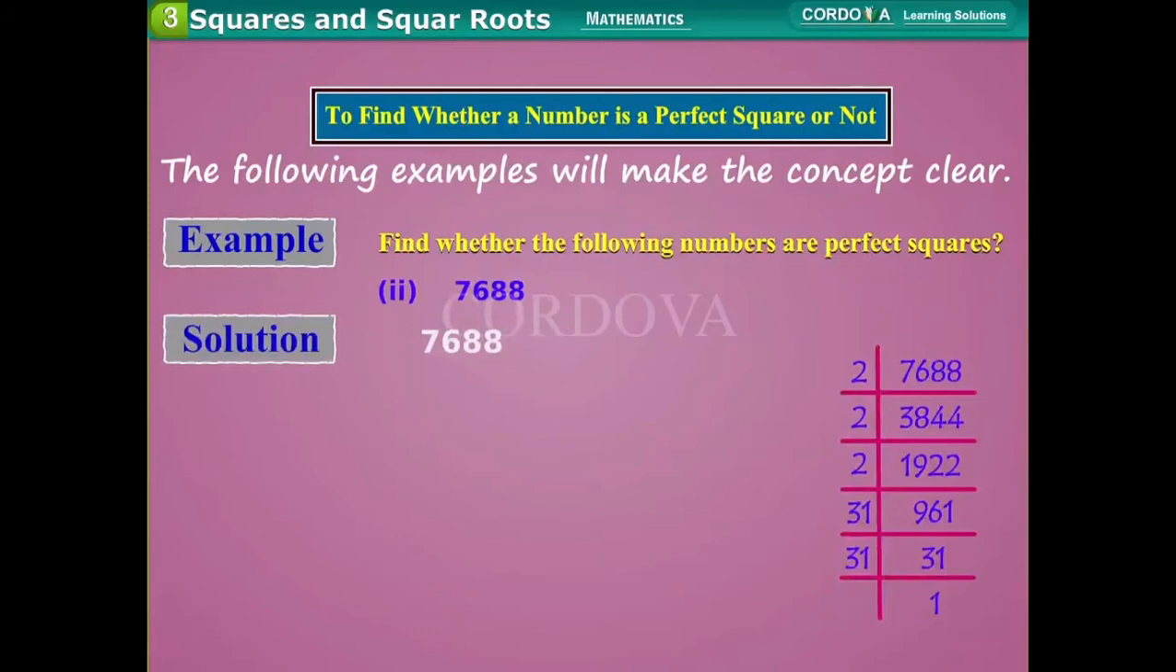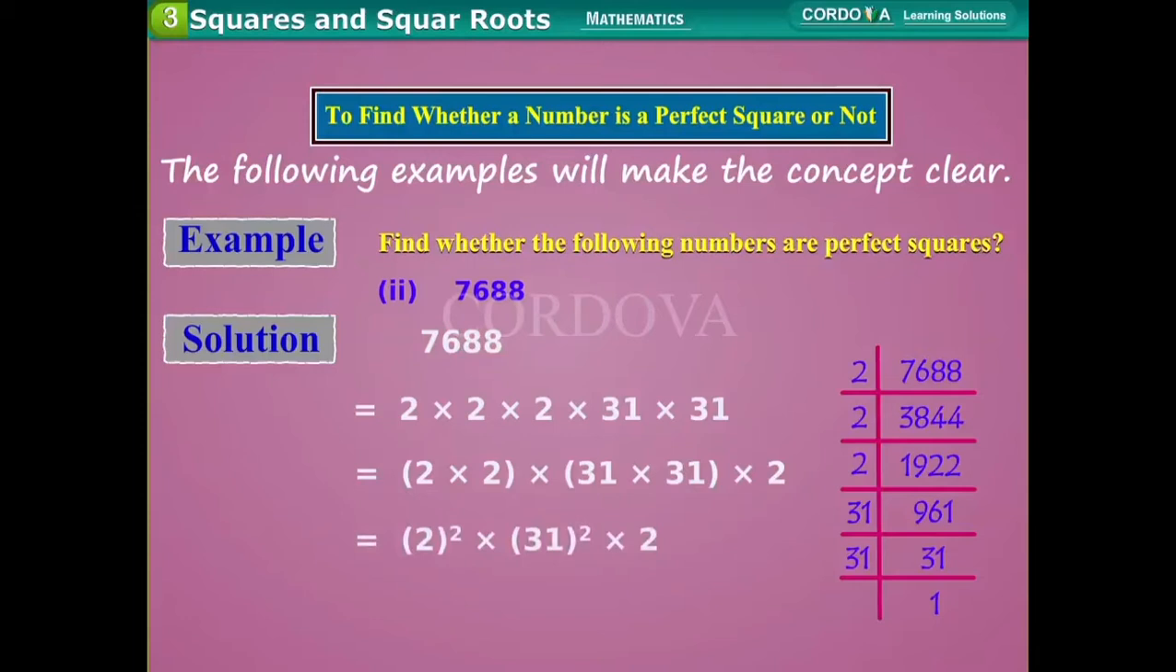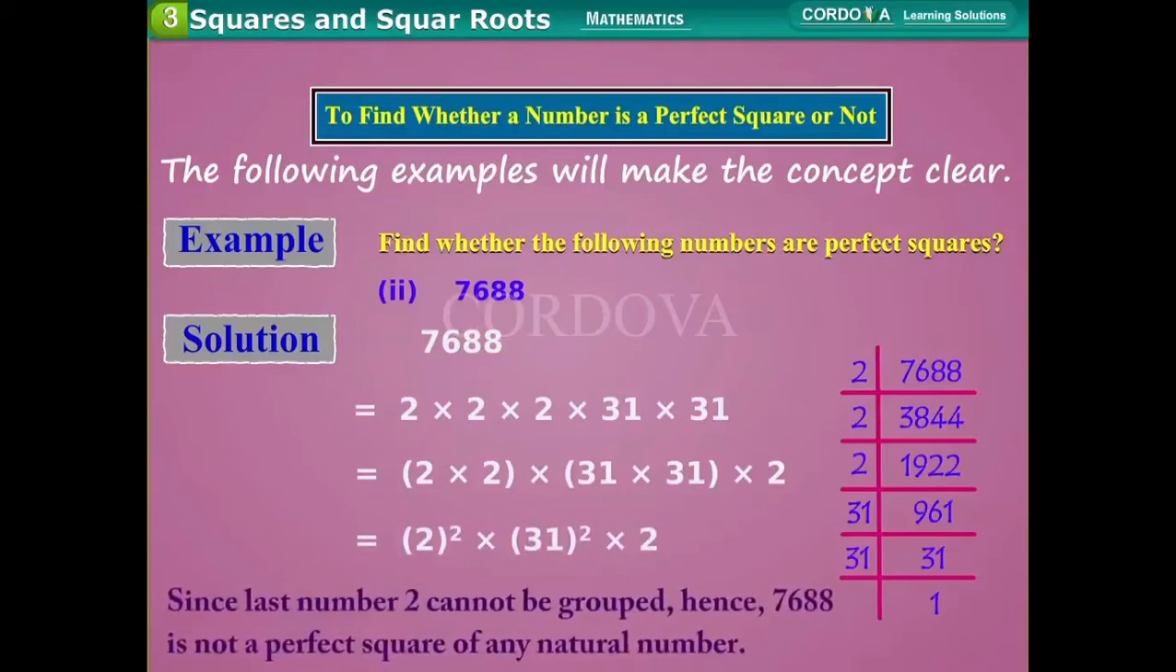7688. Solution: 7688 divided by 2, 3844 divided by 2, 1922 divided by 2, 961 divided by 31, 31 divided by 31, 1. 7688 is equal to 2 into 2 into 2 into 31 into 31, which is equal to 2 into 2 into 31 into 31 into 2, which is equal to 2 squared into 31 squared into 2. Since the last number 2 cannot be grouped, hence 7688 is not a perfect square of any natural number.